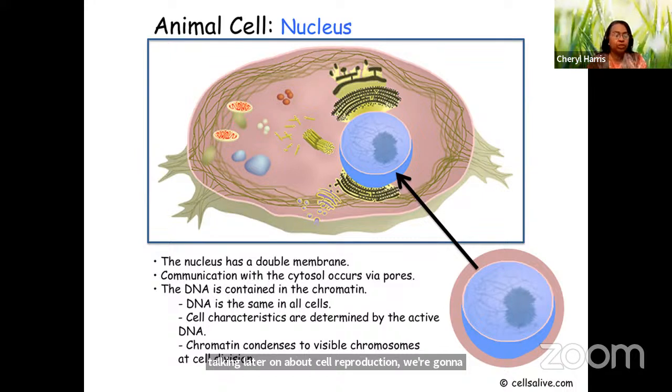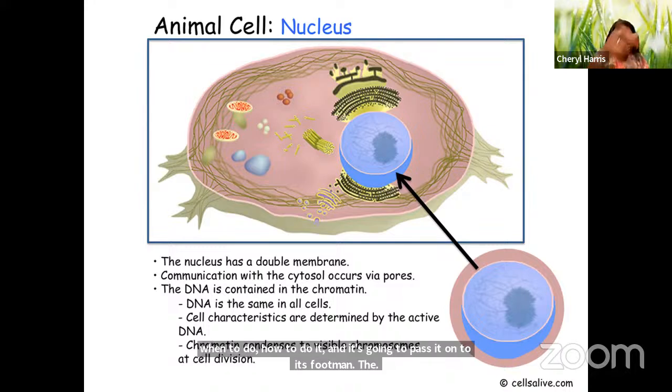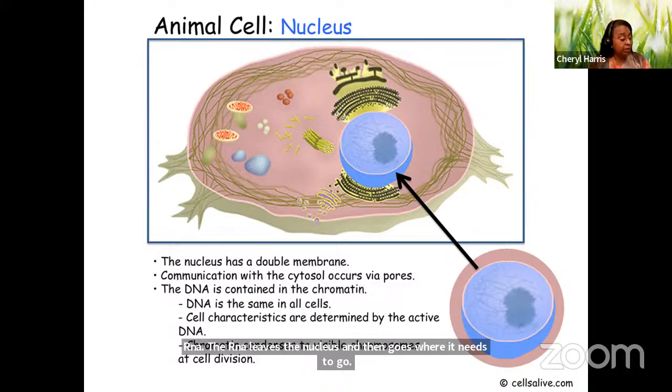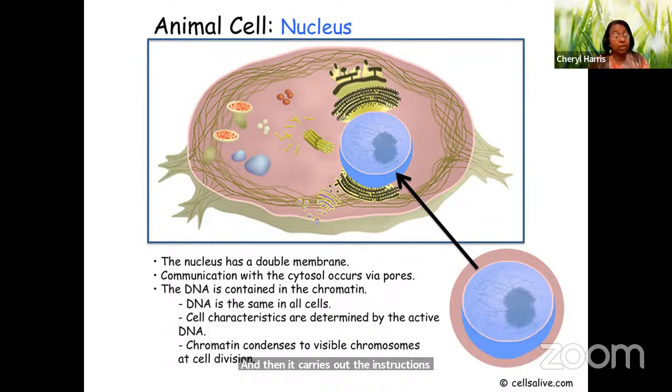It's going to take those instructions on what to do, when to do, how to do it, and it's going to pass it on to its footman, the RNA. The RNA leaves the nucleus and then goes where it needs to go, and then it carries out the instructions. DNA never, ever leaves the nucleus. So the function of the nucleus is to hold the DNA.